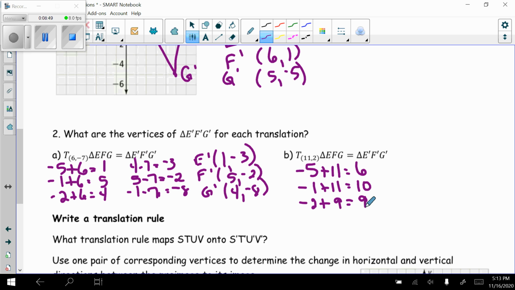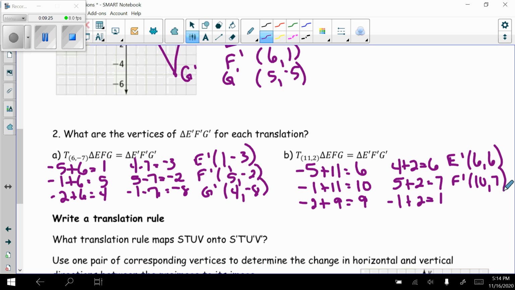So these are all of my x values. Now I want to find my y values. The y in this translation is a positive 2, so I'm going to add 2 to all of my y's. So if I go back to E, 4 plus 2 puts me at 6. F, 5 plus 2 puts me at 7. And G, -1 plus 2 puts me at 1. So my points, I have E prime, 6, 6. F prime, 10, 7, and G prime, 9, 1.